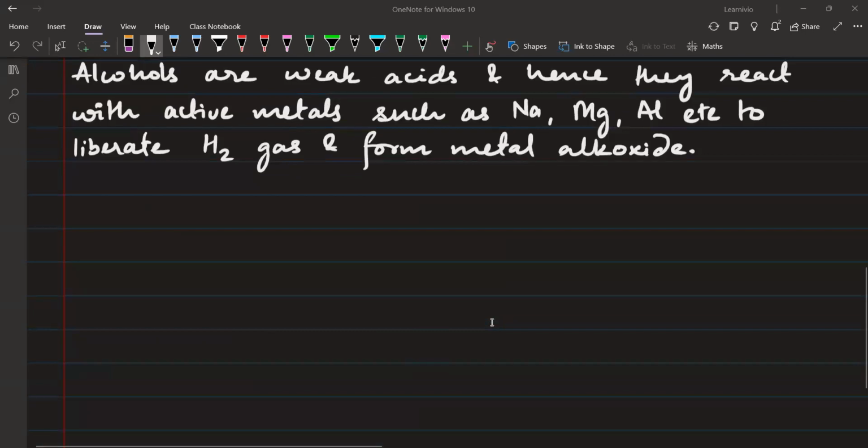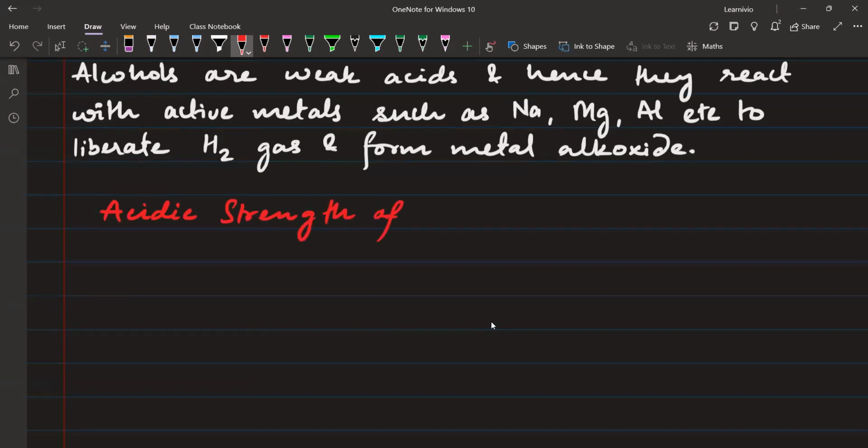Next, we are going to study, that is more important, the acidic strength of alcohol. Write the heading: Acidic strength of alcohol. Now, acidic strength of alcohol is also very important. Why? Because you will get questions directly from here. That's one reason. Another reason is that one of the most important topics in acidic strength, not of alcohol but in general organic chemistry, is the acidic strength of carboxylic acid.